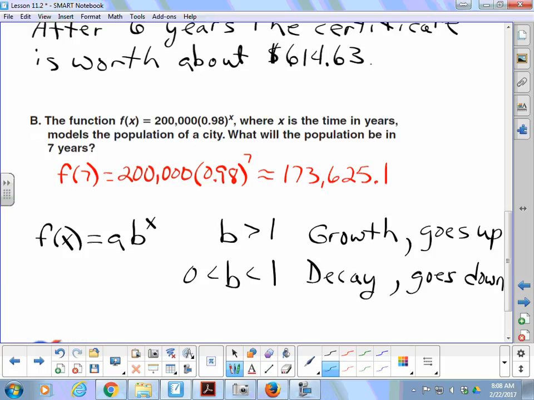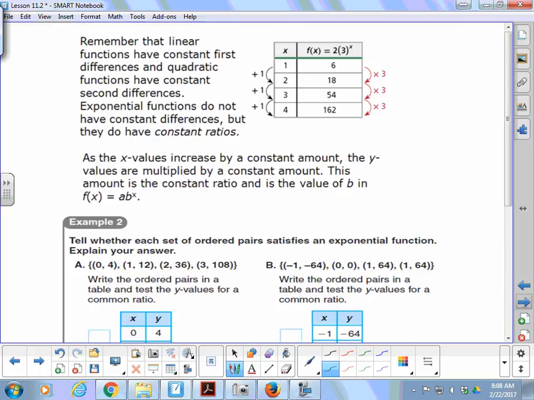Right. So if b is greater than 1, we have growth. If b is between 0 and 1, we have decay. All right, good. So how do I know if a set of data represents an exponential function?